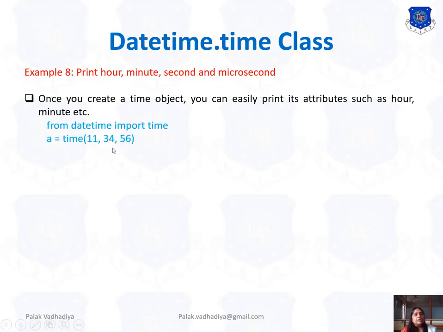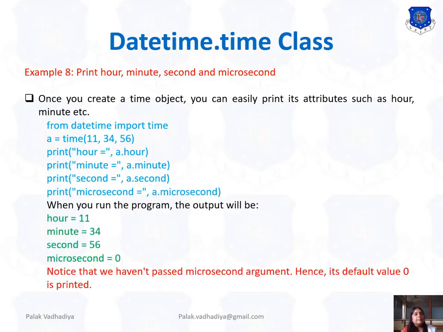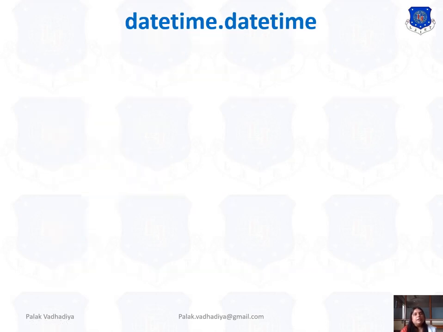11 will represent the hour, 34 will represent the minute and 56 will represent the second. When I print a.hour, it should give me the answer equal to 11. Then a.minute, that is 34, a.second, that is 56, and a.microsecond. Now let's run this code and see. Yes, it gives me the hours, then minutes, and then seconds. But here the microsecond is equal to 0, because I have not specified any microsecond. If I specify some value like 1, 2, 3, then in place of microsecond I will get 1, 2, 3. Okay.